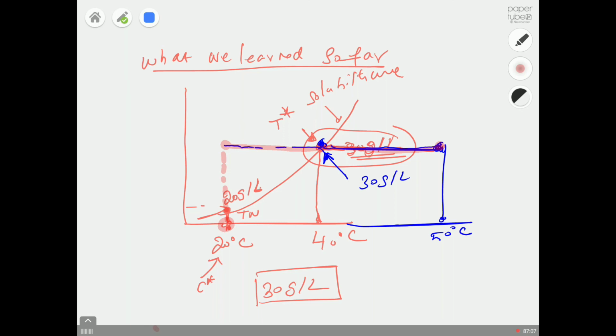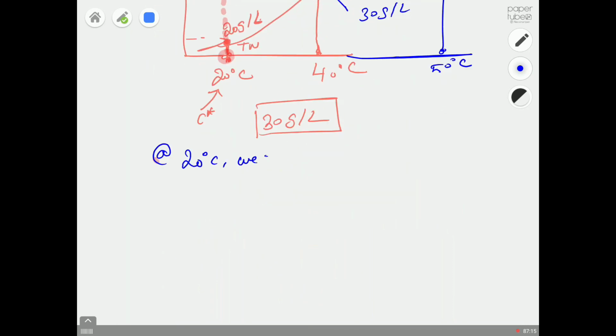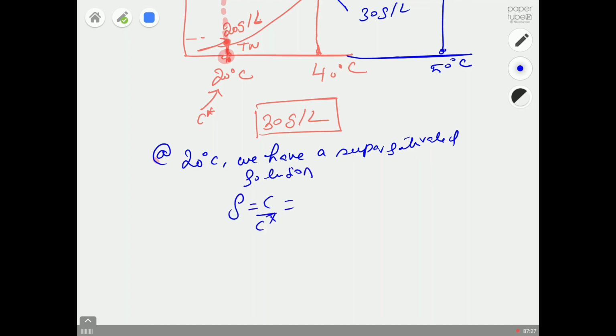So now at 20 degrees centigrade, definitely we have a supersaturated solution. I already showed how to get the supersaturation ratio, C by C star, which is 30 by 20, so it will be 1.5. It has no units, because grams per liter gets cancelled. So the supersaturation ratio is 1.5.